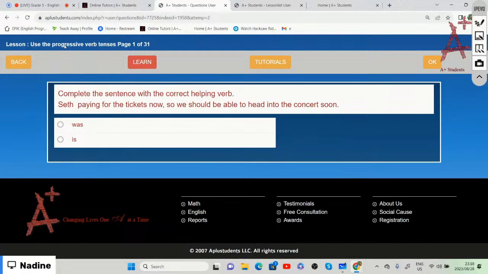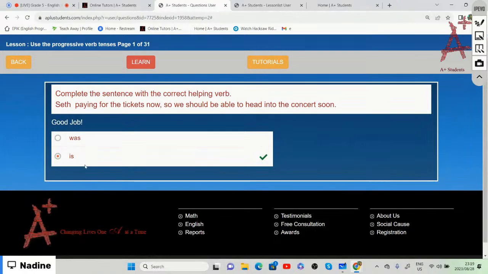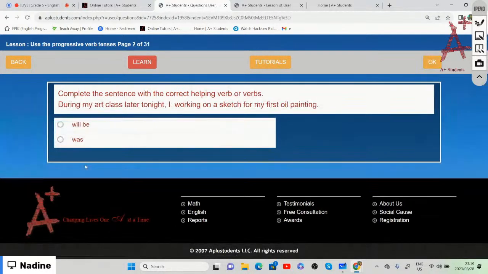All right, so this gives an indication that it is the present progressive tense, which means that we can say Seth is paying for the tickets now. So we should be able to head into the concert soon. So is shows the present, something that is happening now in the present progressive tense.